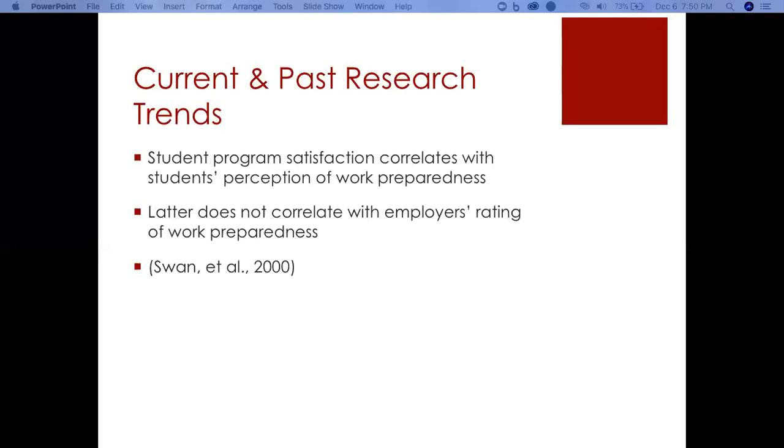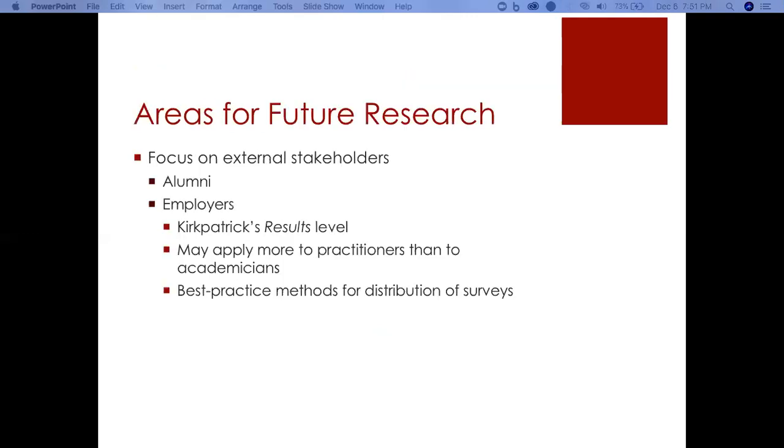But in the rare occasion where there was also input from employers, what this particular study found is that there's not a statistically significant correlation between students' perception of work preparedness and employers' perception of work preparedness. In other words, students who are satisfied with their program think they're ready to go do the work upon graduation. This study says that their employers disagree with that assessment. So I think that there's a fundamental disconnect there. And it really would be an area of further investigation.